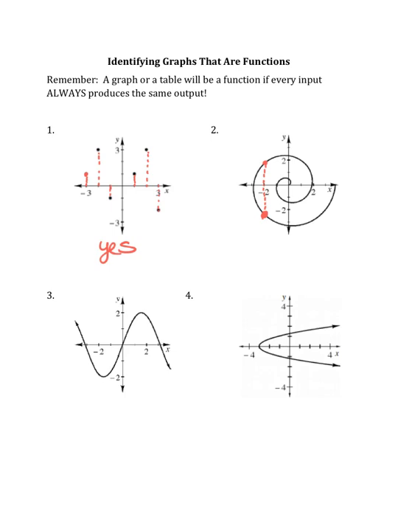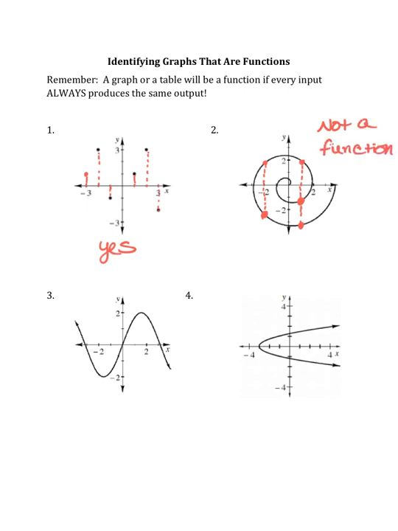Here's another input, this input of +1. Sometimes it produces this output, sometimes it produces this output, and sometimes it even produces this output. That's a huge problem. The inputs are not being consistent. They're not always producing the same output. So this is not a function.